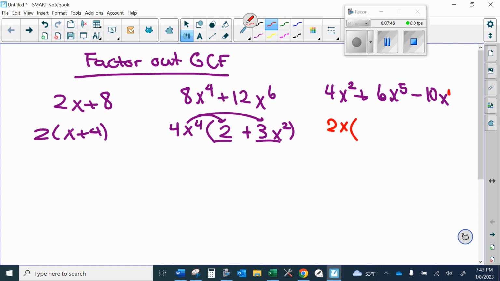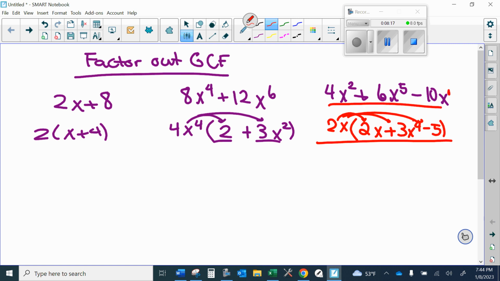Okay, so 4x squared divided by 2x, I get 2x. 6x to the 5th divided by 2x, I get 3x to the 4th. Negative 10x divided by 2x, I get negative 5. And there's the answer. Again, I check inside the parentheses. Is there anything more I can take out of each term that I might have forgotten? No, there's not. So I'm done. And again, I can guarantee I'm right by distributing it back through, and I would get what I started with.